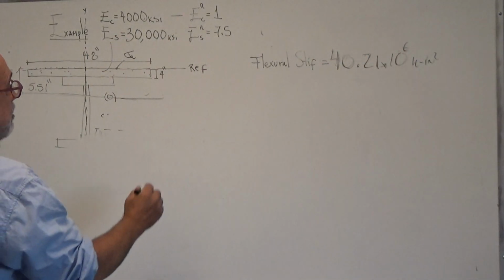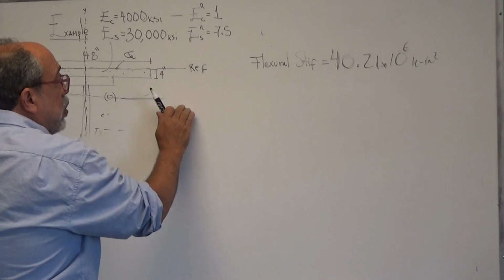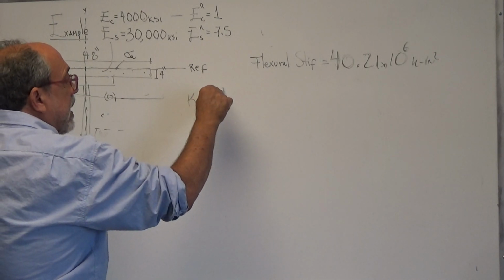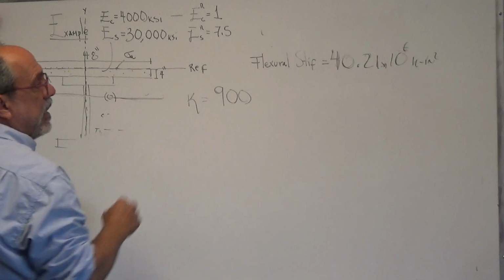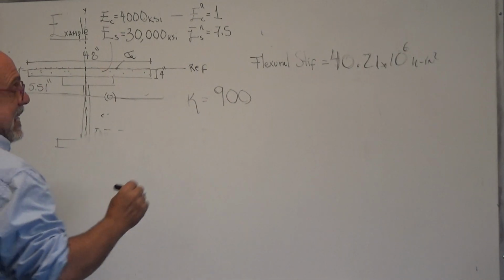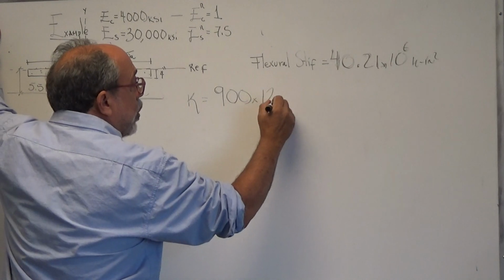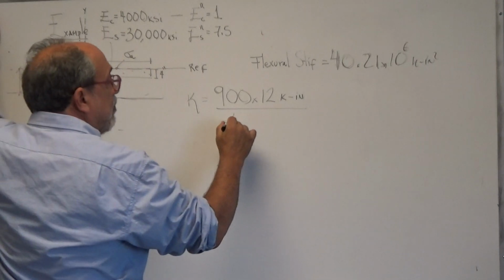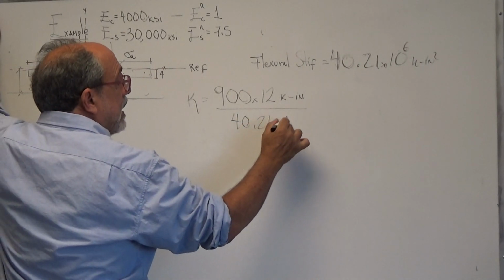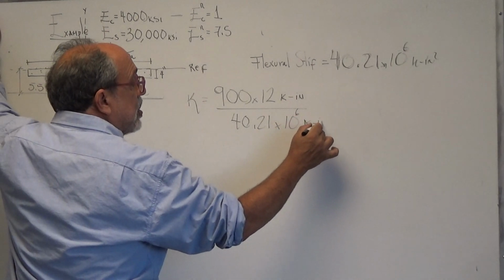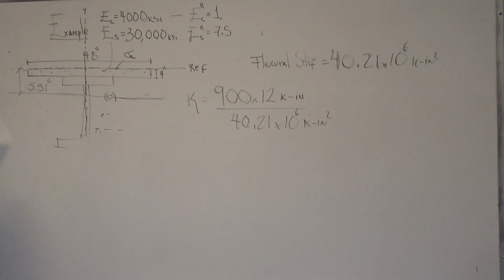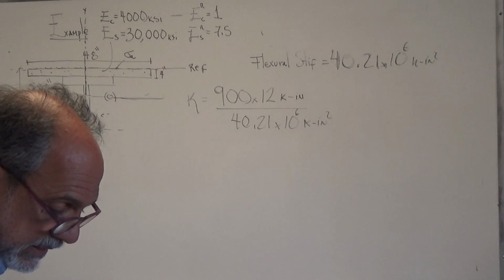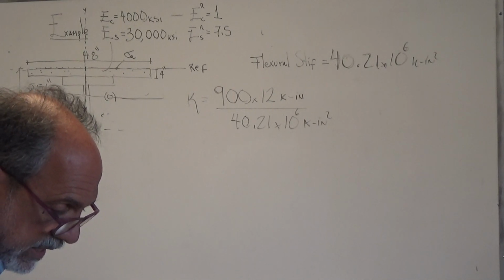Now, what is the curvature? We went from loads to moments. Now, from moment to curvature, we simply divide the moment, which was 900 kip feet. So that means it's 900 times 12 kip inches, divided by the flexural stiffness, which is 40.21 times 10 to the 6 kip inches squared, and we see that we get inches to the minus 1. So we get 900 times 12 divided by that.